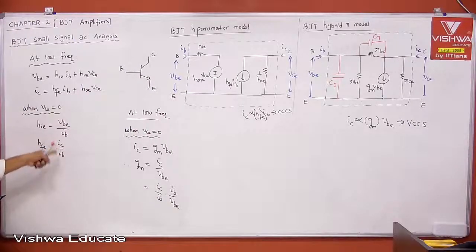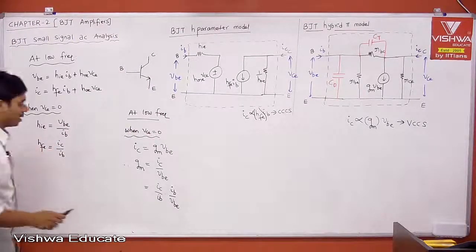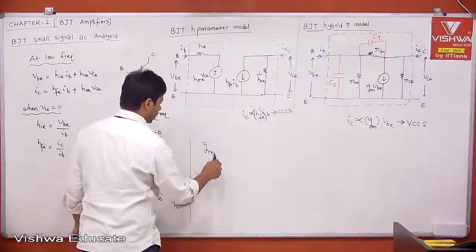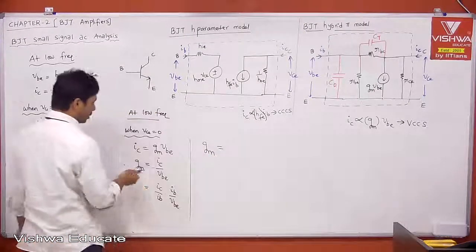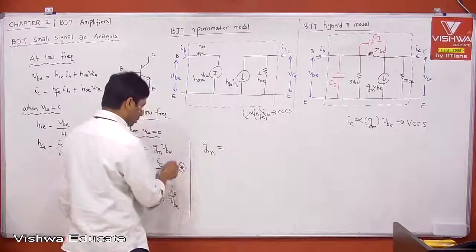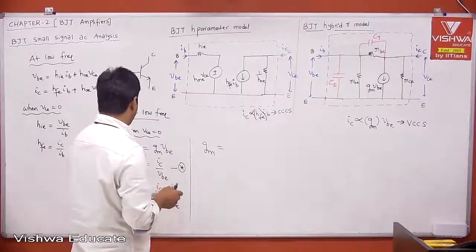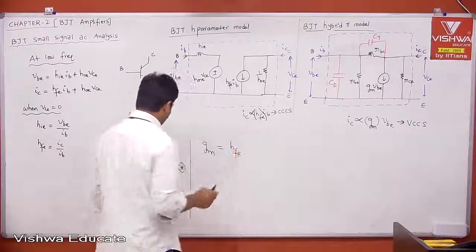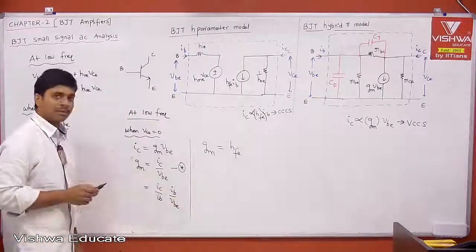IC by IB, that is nothing but what? hFE. Therefore, what is gm? Remember, this is the definition. Okay, that's fine. This is star, I'll use it later. Therefore, what is gm? gm is equal to IC by VBE, that is nothing but hFE into IB by VBE when VCE is equal to 0.